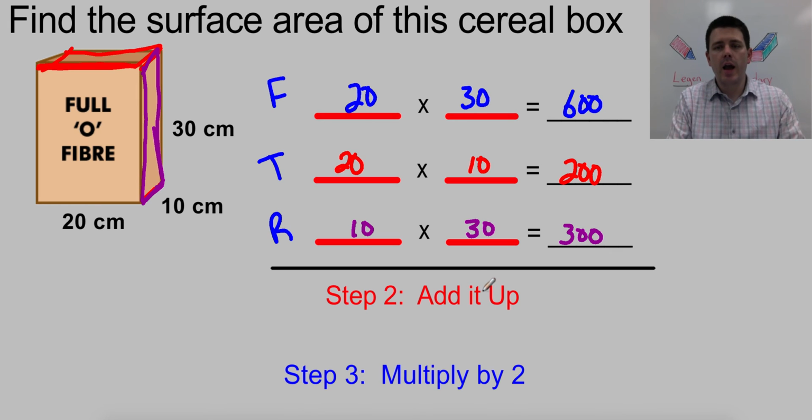Now, we're going to add them all up. 600 plus 200 plus 300 is 1,100, dealing in centimeters, so centimeters squared. That's the area of the three sides I can find.